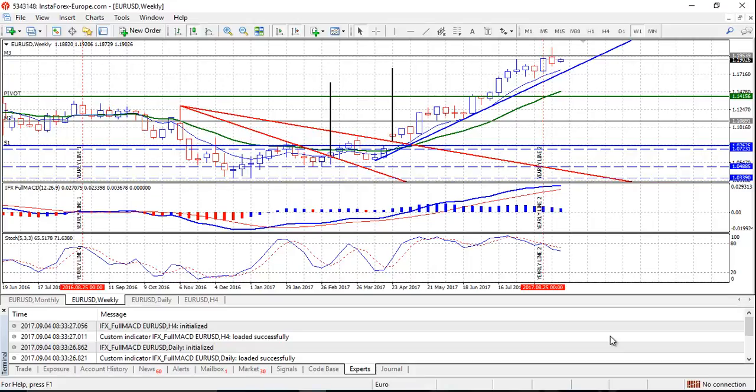Dealing desk of my trading platform. My name is Chris Osonane, and this is the InstaForex dealing desk, where I carry out my daily analysis of the market.